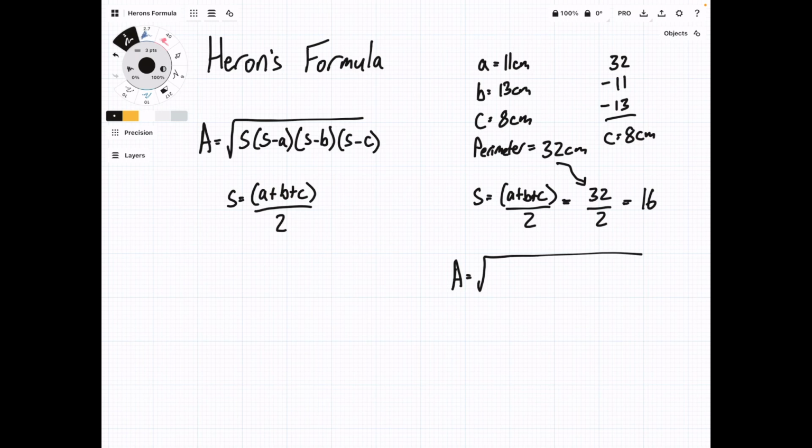So we're going to have 16 times 16 minus 11, which is going to be 5. Then 16 minus 13, which is going to be 3. And then 16 minus 8, which is going to be 8. So then we get area is equal to the square root of 1,920. And that gives us area is equal to 43.8 centimeters squared.